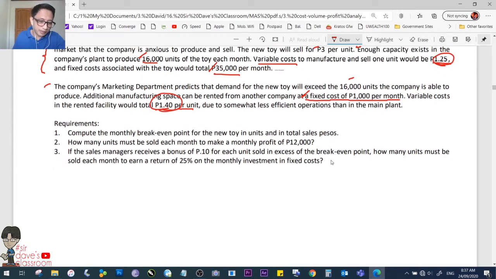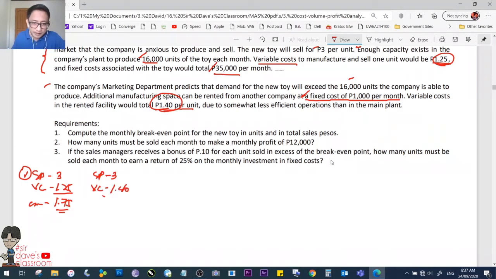sales pesos. So for number 1, selling price of 3 pesos, variable cost of 1.25 or a contribution margin of 1.75. We are presenting first here the two structures dun sa ating own facility. Under the rented facility naman, 3 pesos pa rin ang selling price. But the variable cost is 1.40. Okay, erase muna natin saglit. Medyo pangit pagkakasulat. Contribution margin there would be lower, of course, 1.60.